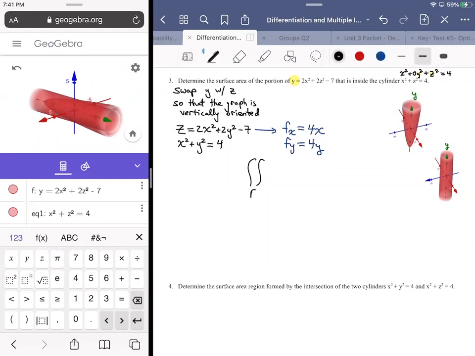So we have the double integral over some unknown region R, square root, 16x squared plus 16y squared plus 1, dA. All right, because it's circular in nature, it kind of begs the question, why would we go rectangular when we can go cylindrical?